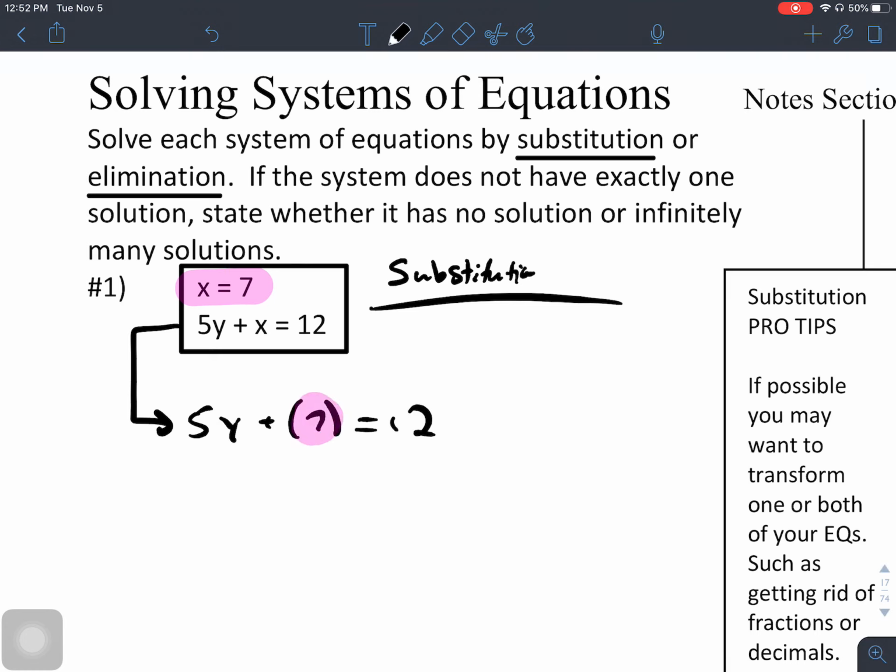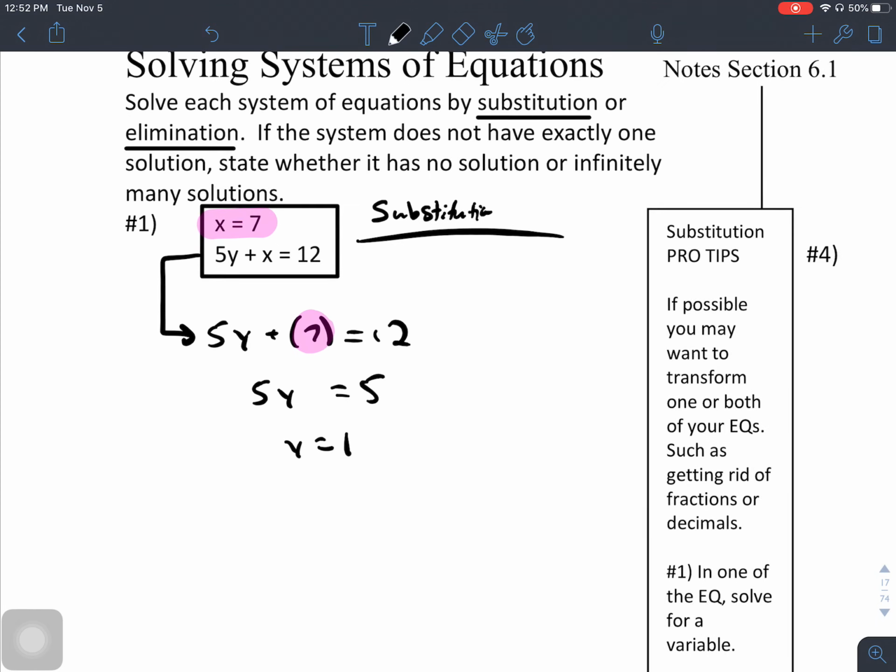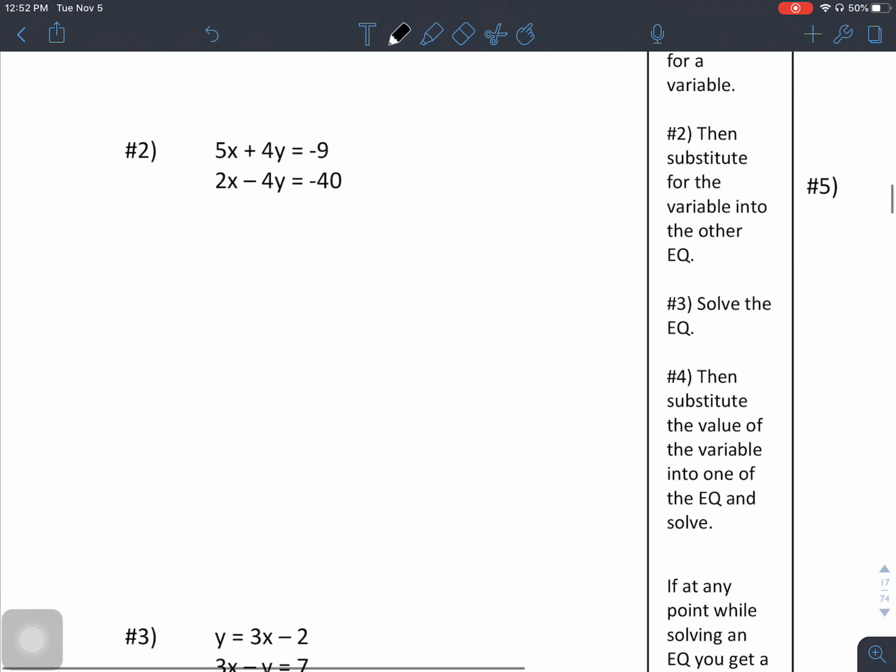Now I have one equation in one variable, so I should be able to solve this pretty easily. We get y is 1. We already knew that x was 7, so the solution to this is the ordered pair 7, 1. X is first, y is second. Let's check out the second one.